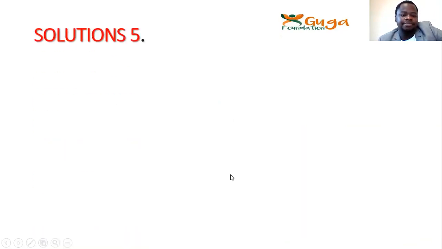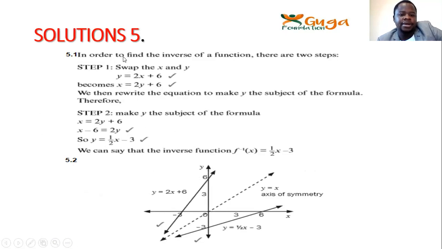Now for you to get the inverse, you swap x and y. The original equation is y equals 2x plus 6. Then you swap, x equals 2y plus 6, right? Then you solve for y. You make y the subject of the formula. You transfer, it will be x minus 6 equals 2y. Then you divide both sides by 2. Then y equals half x minus 3. So you can say f inverse equals 1 over 2 x minus 3.